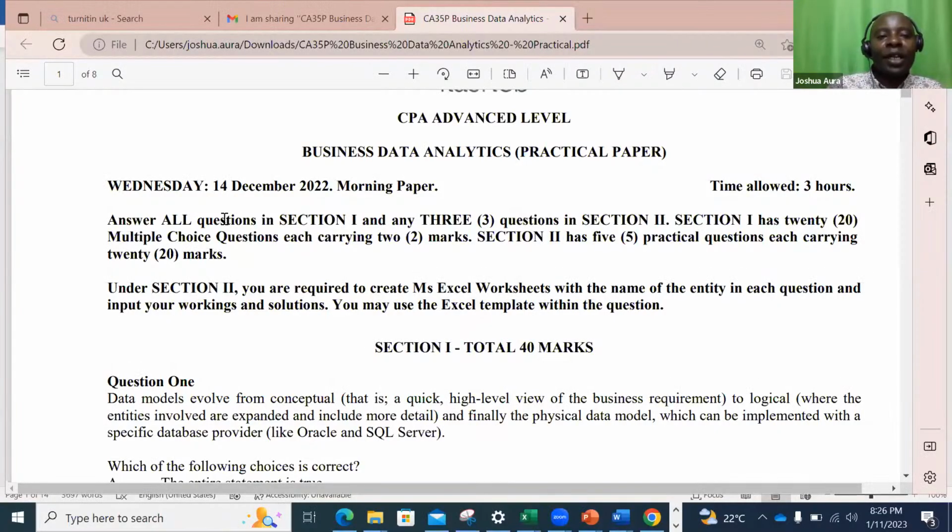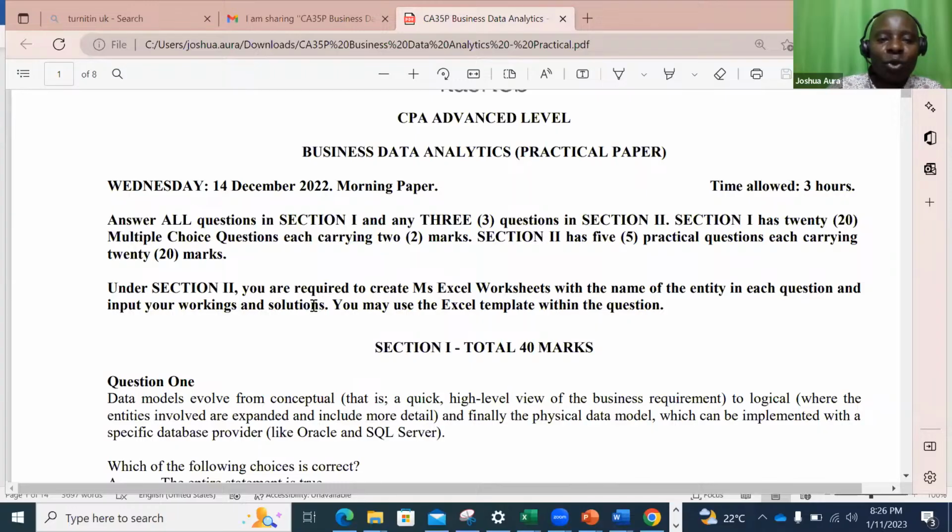Great. Okay, so if you look at this paper that was tested, given to us on the 14th, the requirement is very clear. Answer all questions in section 1 and any 3 questions in section 2. Section 1 has 20 multiple choice questions, each carrying 2 marks. Section 2 has 5 practical questions, each carrying 20 marks.